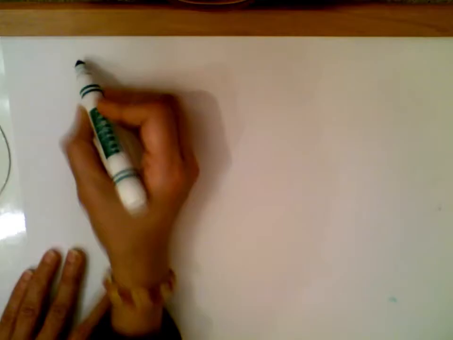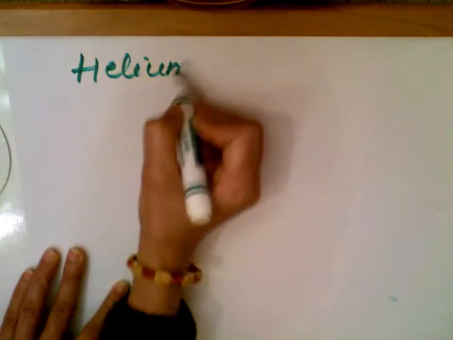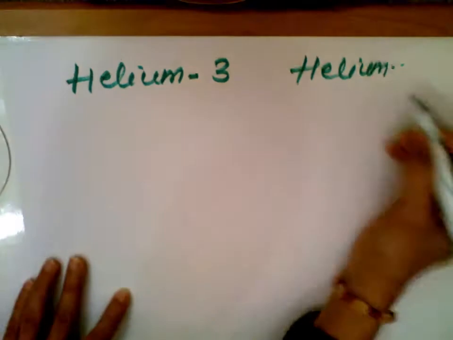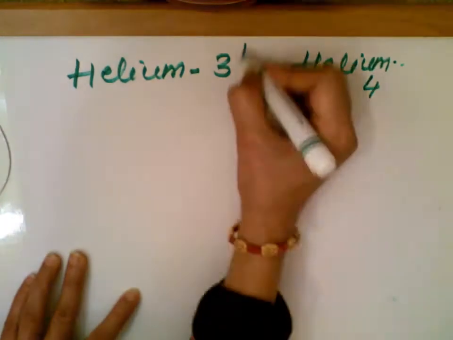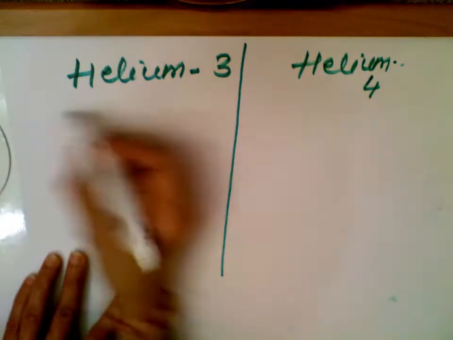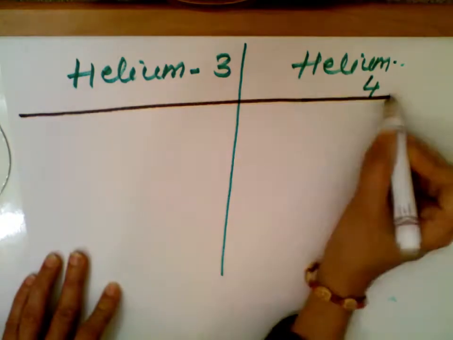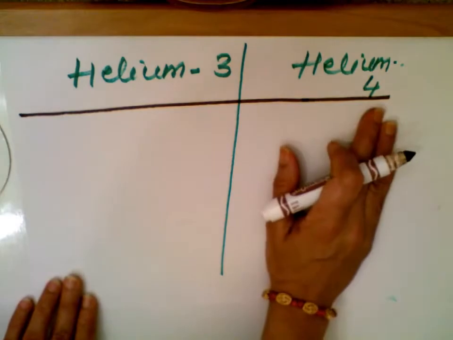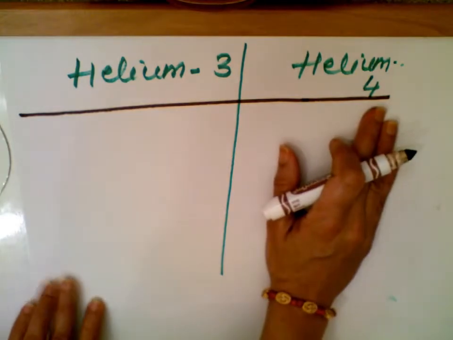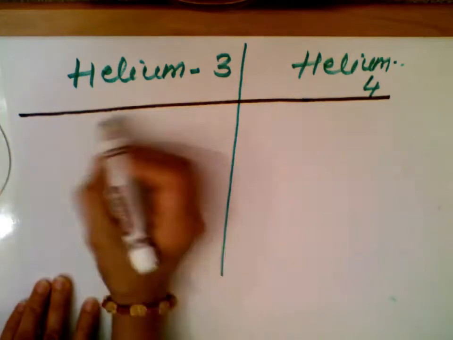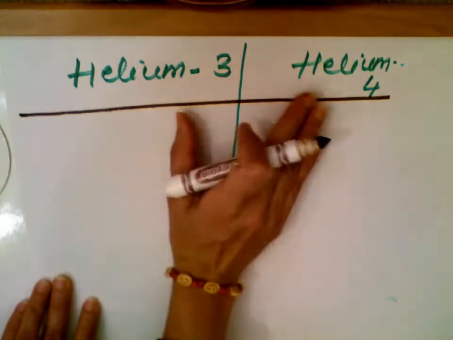Okay, one more. How about helium-3 and helium-4? When you look at your periodic table, you're not going to see helium-3. You're going to see only helium-4. Remember, what you see on the periodic table is only the one which is most abundant in nature. So helium-4 is more abundant than helium-3. And you need the periodic table to know its atomic number.